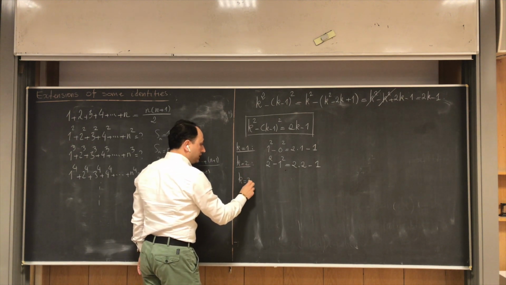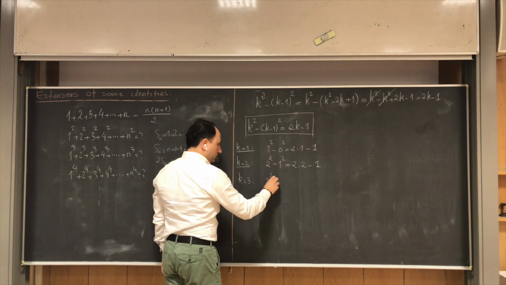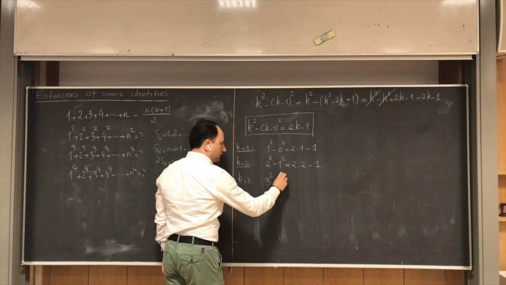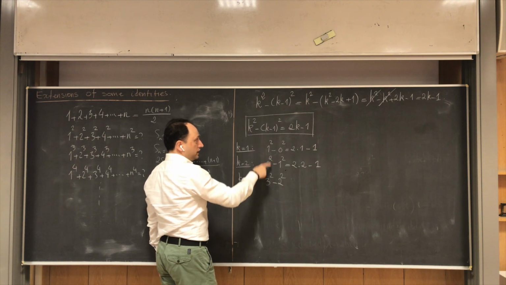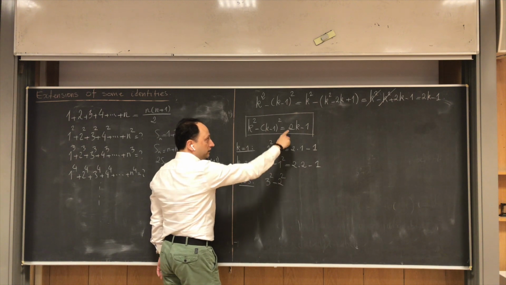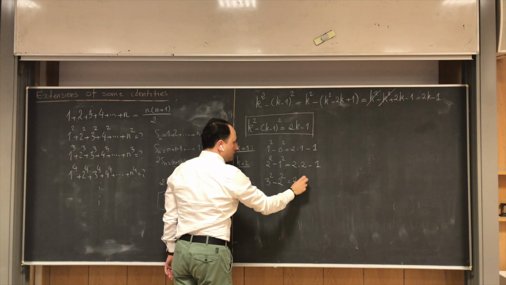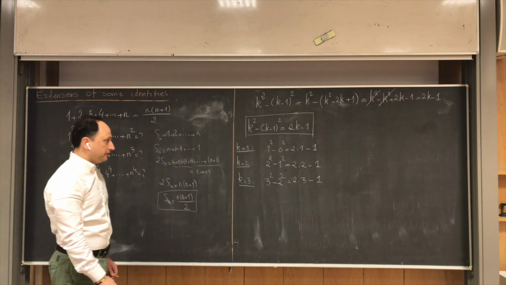So k equal to 3. Let me choose k equal to 3. Then it becomes 3 to the 2 minus 2 to the 2. Agree? Because k is 3 in this case. If I put 3, it becomes 3 to the 2. If I put 3 here, 3 minus 1 is 2, 2 to the 2. And on the right-hand side, it becomes 2 times 3, and again, minus 1. Yes, I agree?